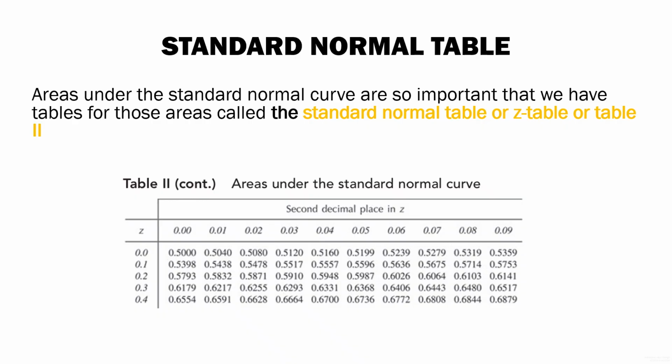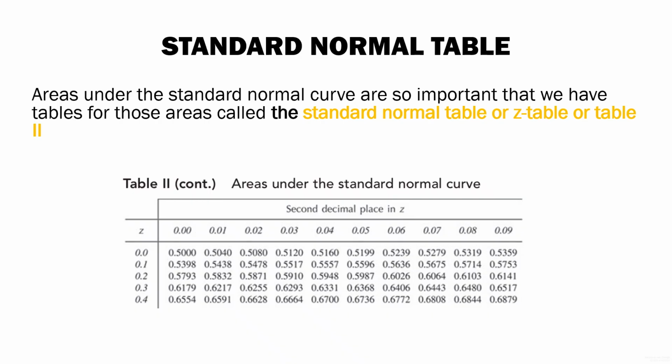Areas under the standard normal curve are so important that we actually have tables for those areas, and we call this the standard normal table, sometimes called a Z table. In your formula card package, you will see that we've got table 2, which is the areas under the standard normal curve. And so this is very exciting. You guys now are going to start working with the tables that were associated with that formula card.